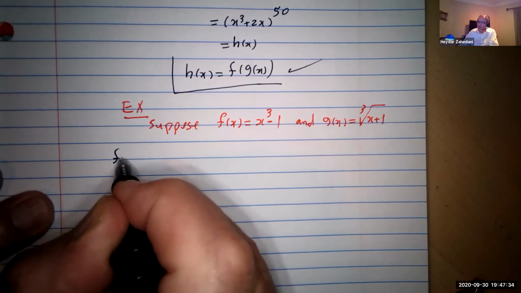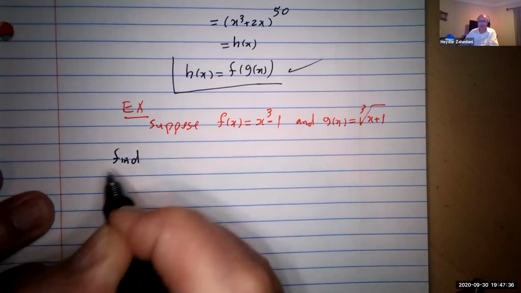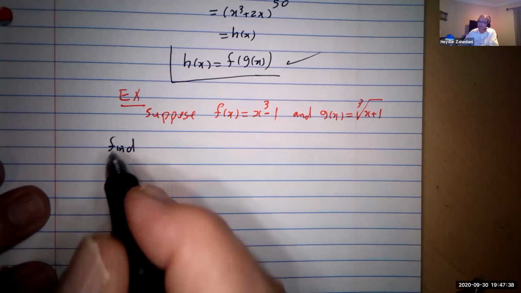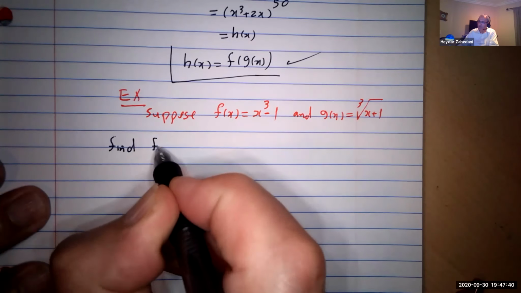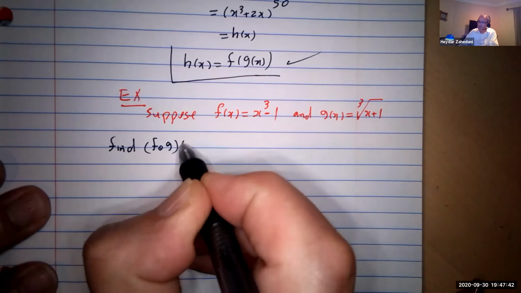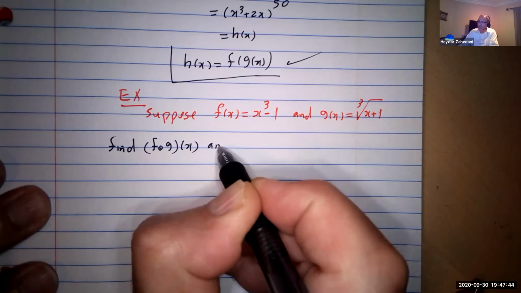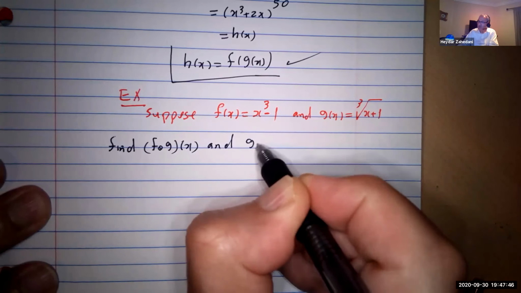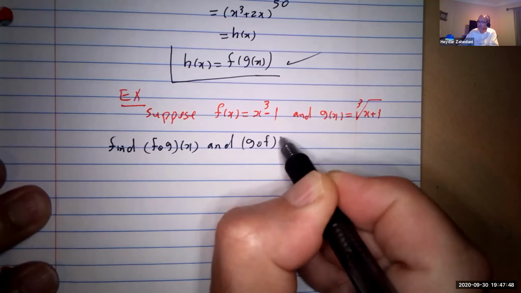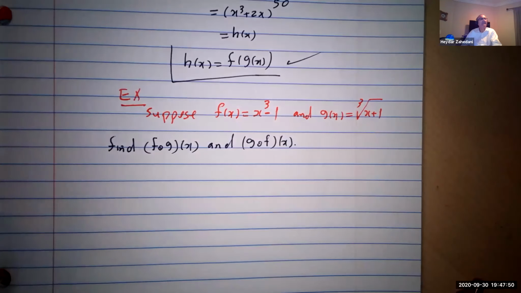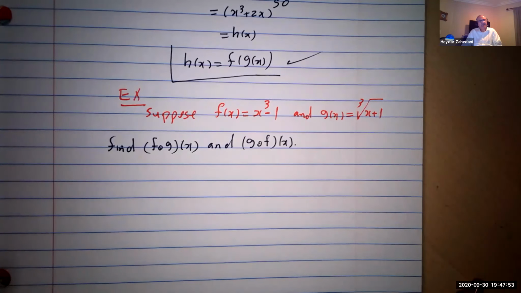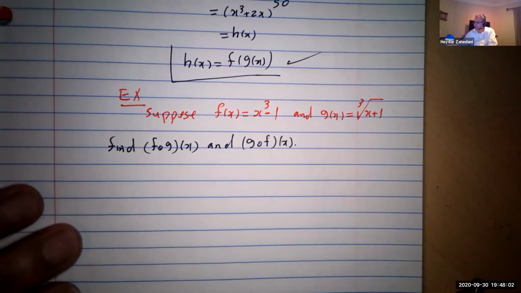Okay, you have several problems in your book with this idea. Find what is f of g of x and what is g of f of x. That's the question. Composition of two functions. Okay, are you ready? Let's see.